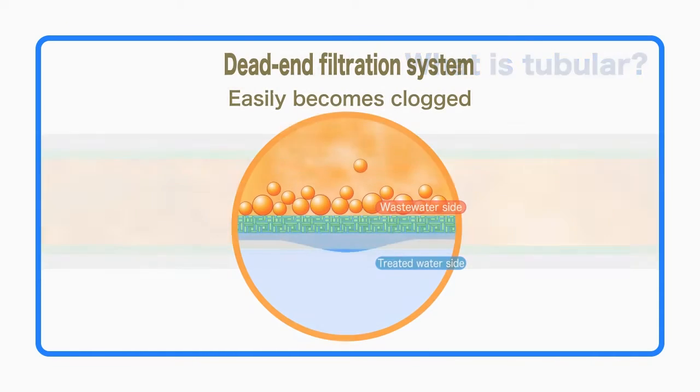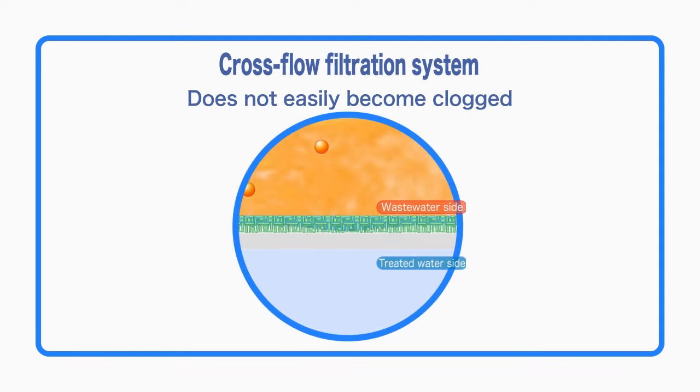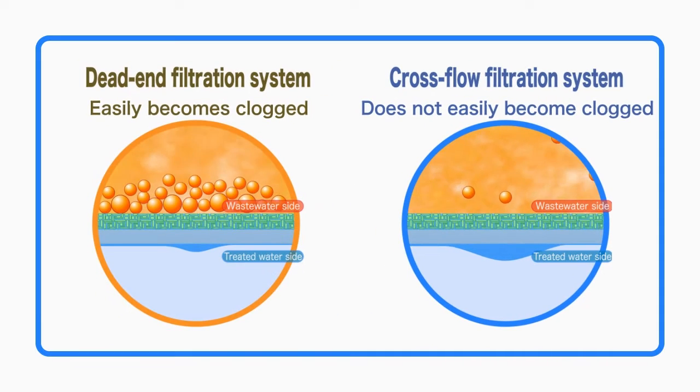The dead-end filtration system has the wastewater flowing perpendicular to the membrane surface and has the problem that it easily becomes clogged. In contrast, this system uses a cross-flow filtration system in which the wastewater flows horizontally in relation to the membrane surface. There is hardly any accumulation of contaminants, so the cross-flow filtration system does not easily become clogged.